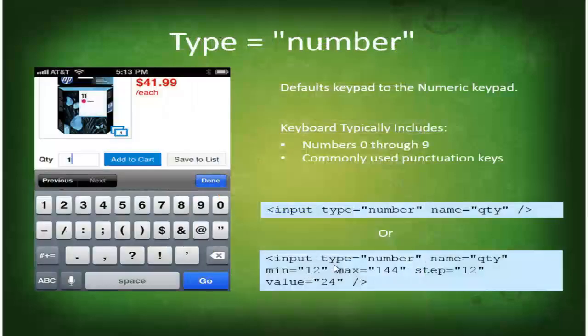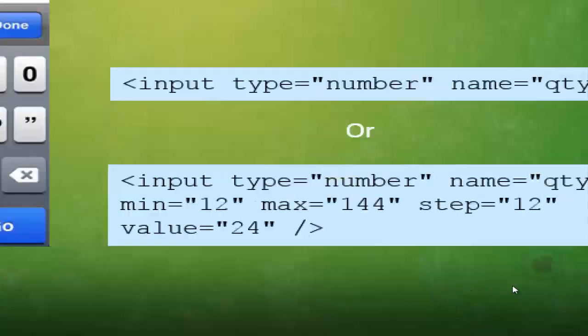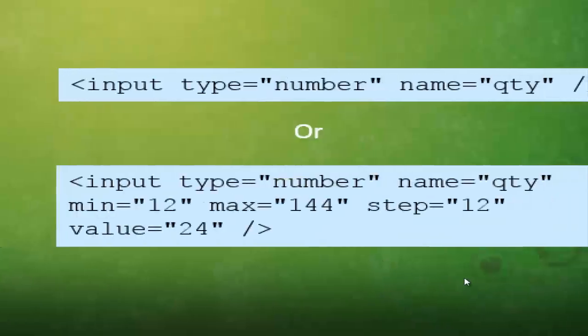The next one is type equal to number, and if you specify type equal to number, you notice that the keyboard automatically changes to a numerical value on a mobile device, and it's much easier for the user to type that thing. Now when it is input type equal to number, you can specify what's the minimum value the number can accept, what is the maximum value, and what are the steps in which the number has to change, and you can also specify the default value.